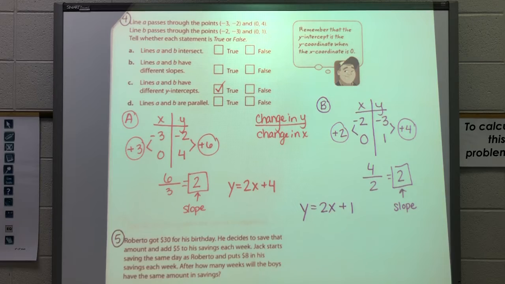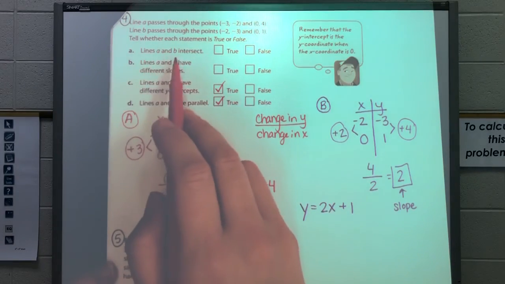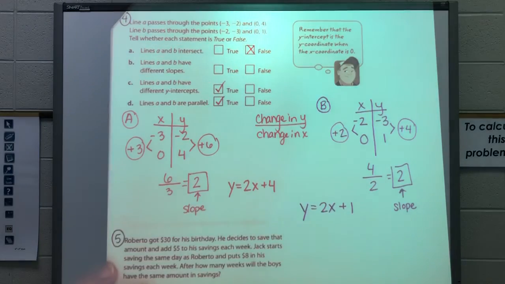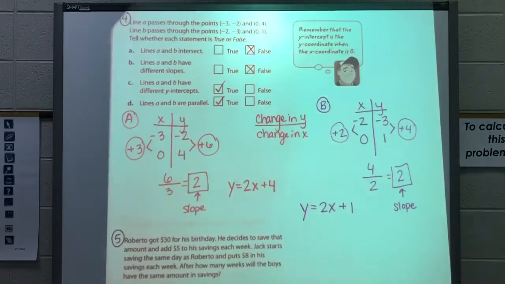They're going to have the exact same slope, but they start at different points on the graph. So one starts at +4, one starts at +1, and they go up at a slope of 2. They're going to be parallel the entire time. So the answer to D is true. They are parallel. Lines A and B intersect. The answer there is false. They do not. And it says lines A and B have different slopes. That is false as well. They do not have different slopes.